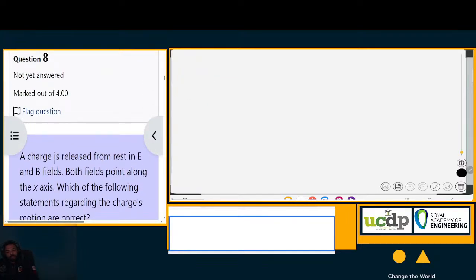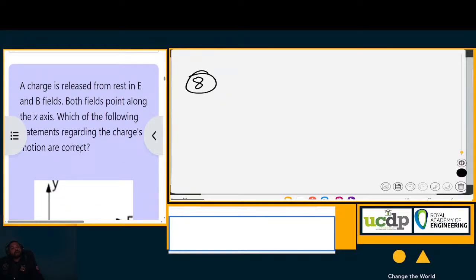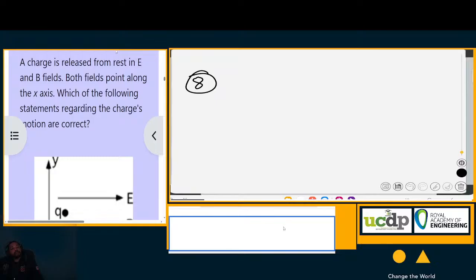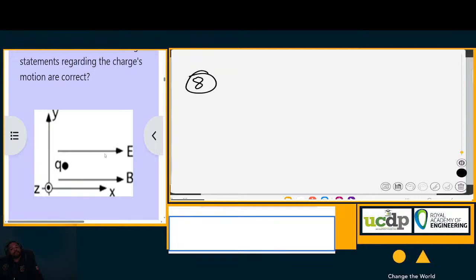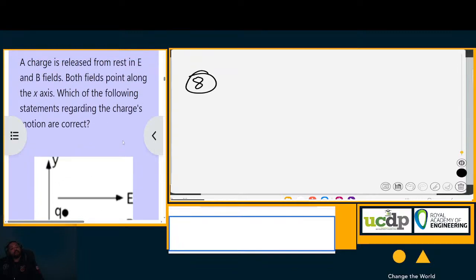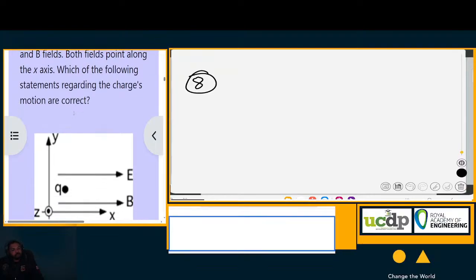Question number 8. In this set of questions, there are no calculation based questions. They are all mostly just understanding. So question 8. A charge is released from rest in electric and magnetic fields. Both fields point along the x-axis. So the electric field and magnetic field are in the same direction along the x-axis. Which of the following statements regarding the charge's motion are correct?